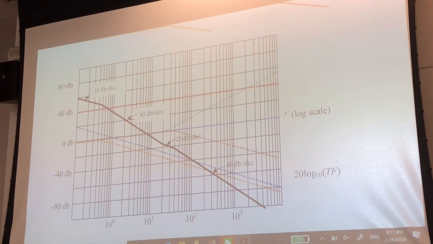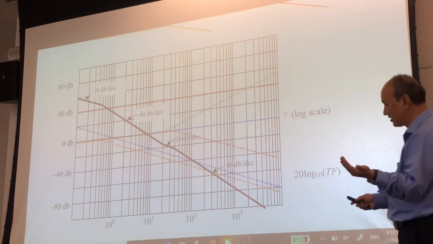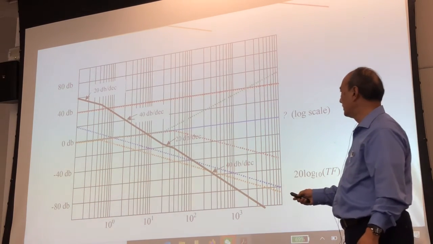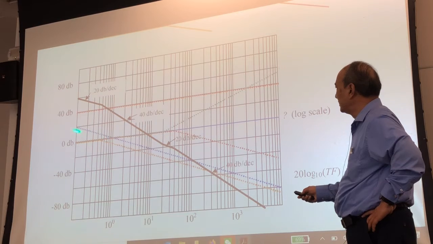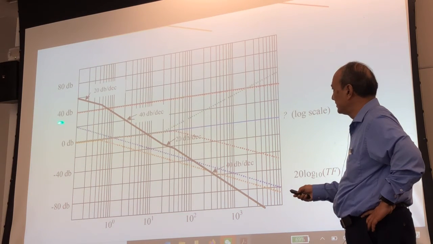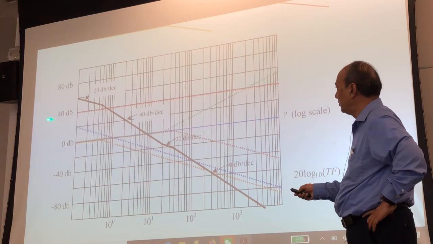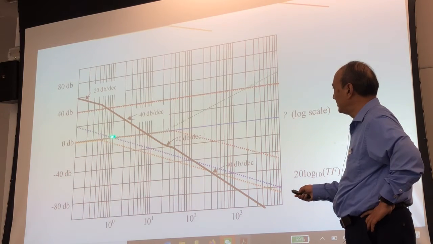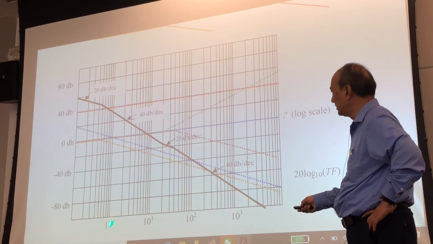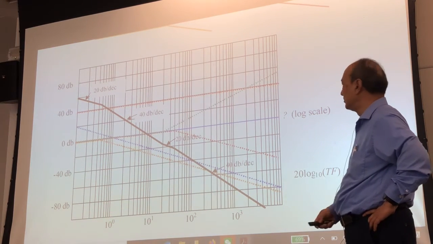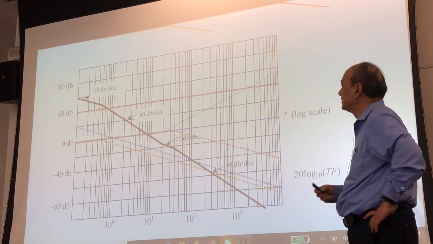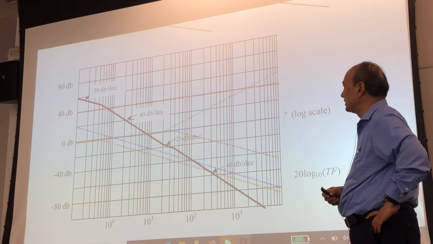Okay, I want you to look at this one carefully. So again, you go from omega is 0. Then you have a 1 over S. It's a pole at the origin. So they will pass this line. It's a 0 dB 1 point, and this slope is minus 20 dB per decade.